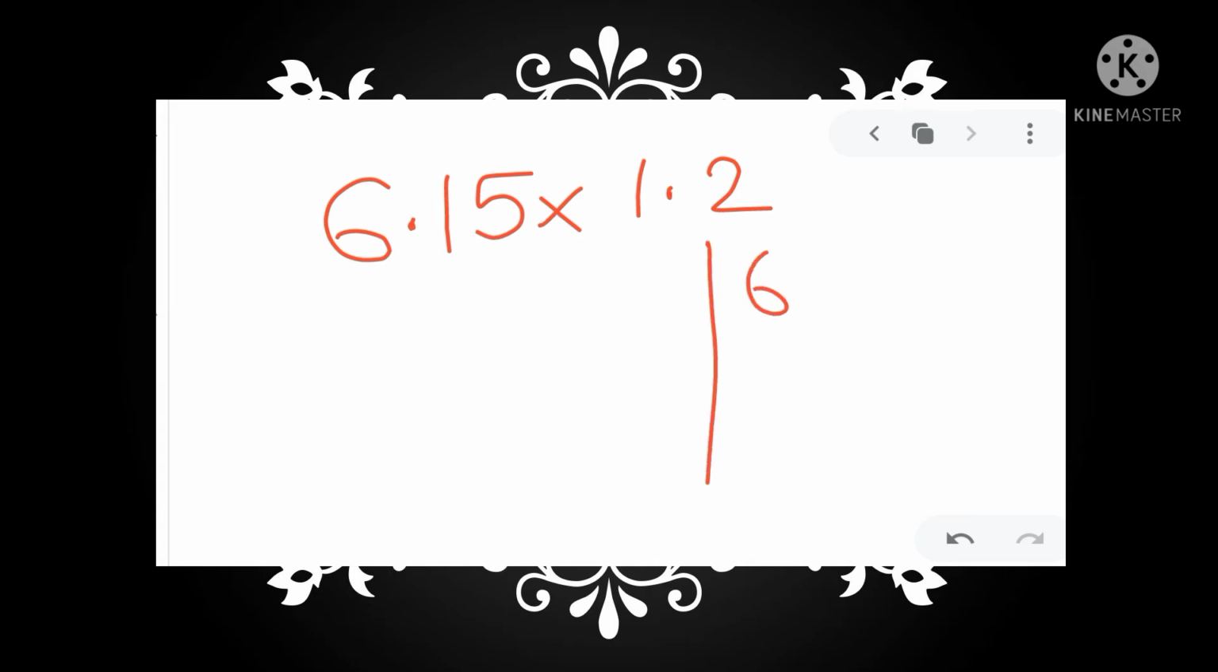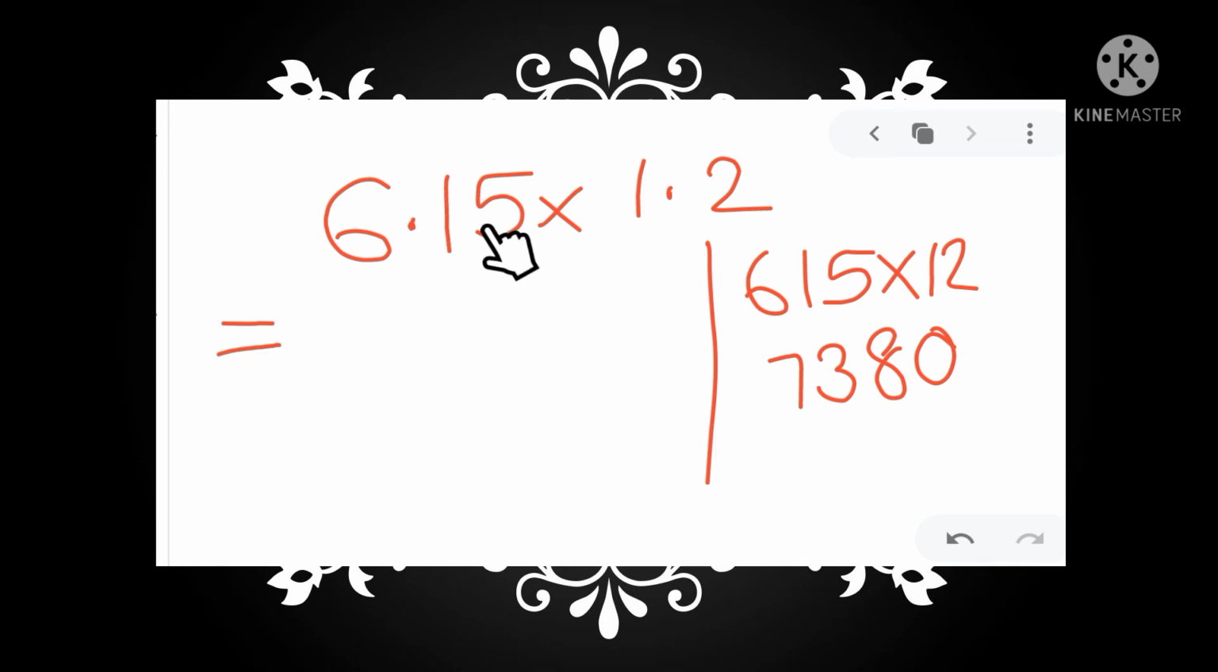Another one, 6.15 into 1.2. Without writing it as a fraction, first we want to find 615 into 12. Then find the product. Then we got 7380. But in this question, there are total 3 decimal places. 6.15 contains 2, 1.2 contains 1. Then it becomes 7.380.